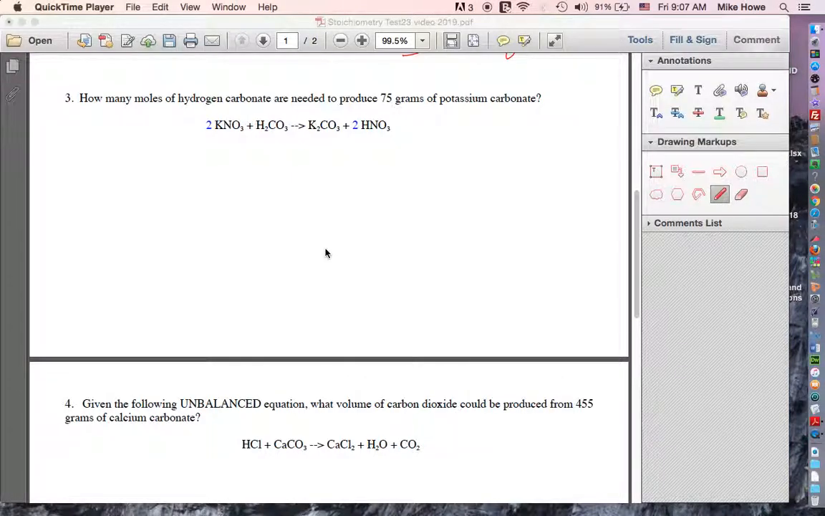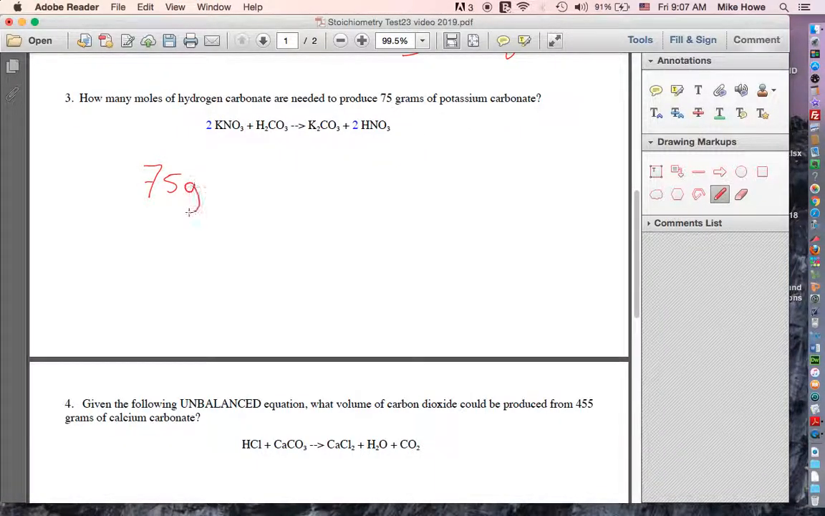So here we go on question 3. On this problem, we've got 75 grams of potassium carbonate. So you write down your 75 grams of potassium carbonate. It is important that you be able to recognize that if it's potassium carbonate, it's got K in it, and it's also got carbonate. So we're looking at K2CO3.